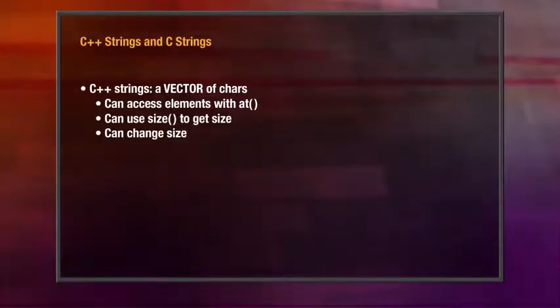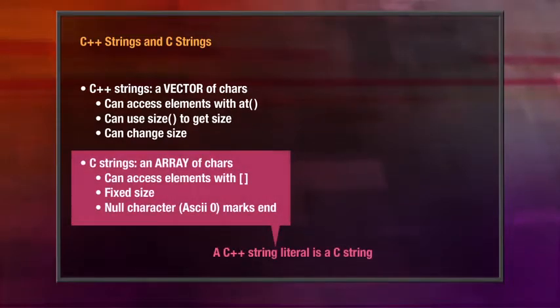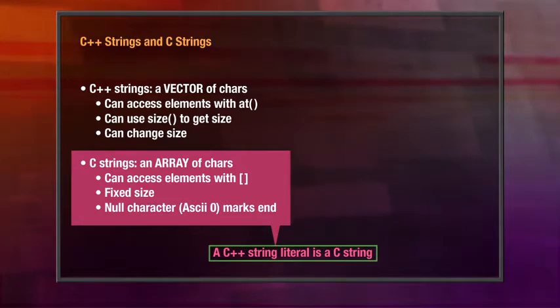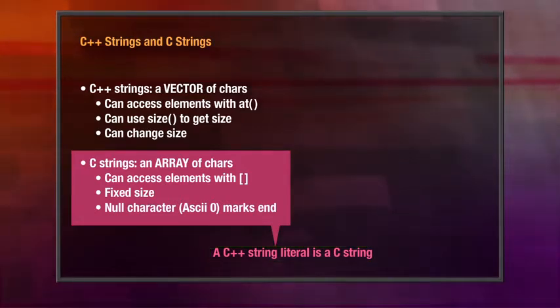Now, in C++, a string is basically a vector made up of chars. That's different from the way strings were handled in C. C basically used an array of chars, with an extra null character, the ASCII 0, at the end to mark the end of the string. Even in C++, a string literal is still treated like a C-style string. And since we can't add arrays, that's why we couldn't add string literals.